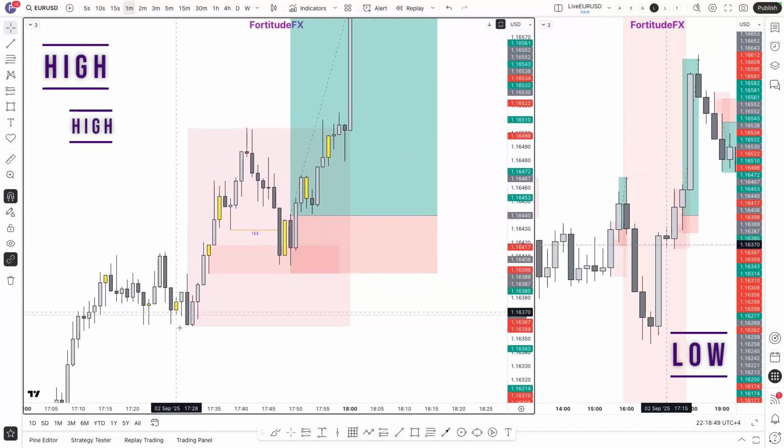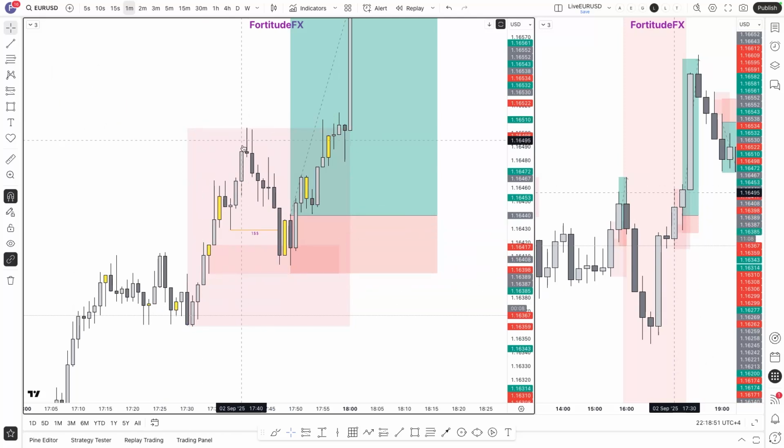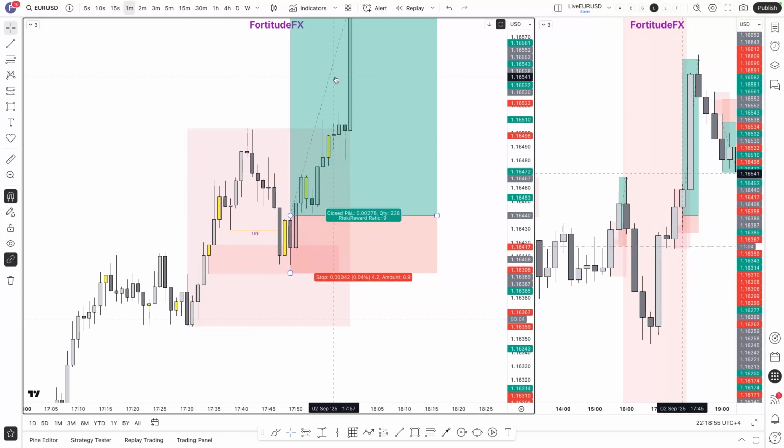High, low, high, low, high. So definitely this is trend. And now what I'm anticipating is that we have a low and then we have a high. Just continuing the market structure, right?